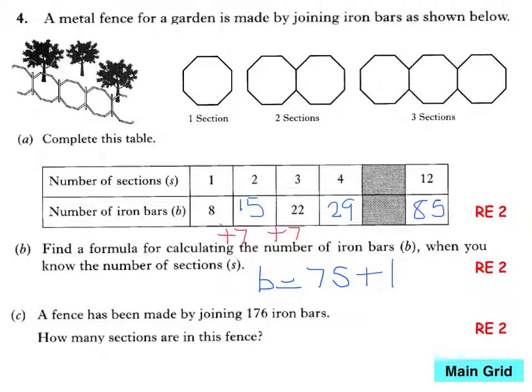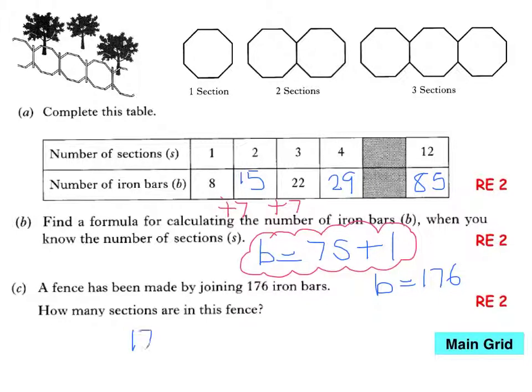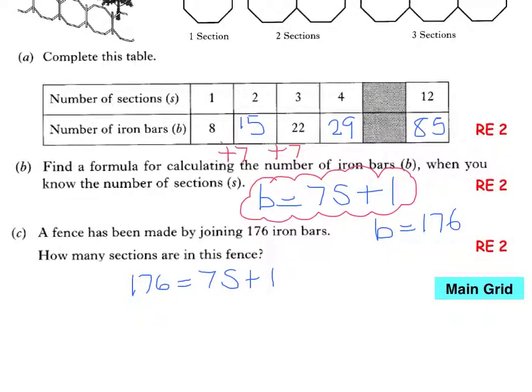Now for a question like this, first thing I'm going to do is write my formula. B equals 7S plus 1. I'm going to extract from the question the information I know. It says the fence has been made by joining 176 bars, so that's telling me B is 176. I'm going to substitute that in and then calculate. So if I substitute in, instead of B, I'm writing 176 equals 7 times S plus 1. And so I'm going to solve this for S.